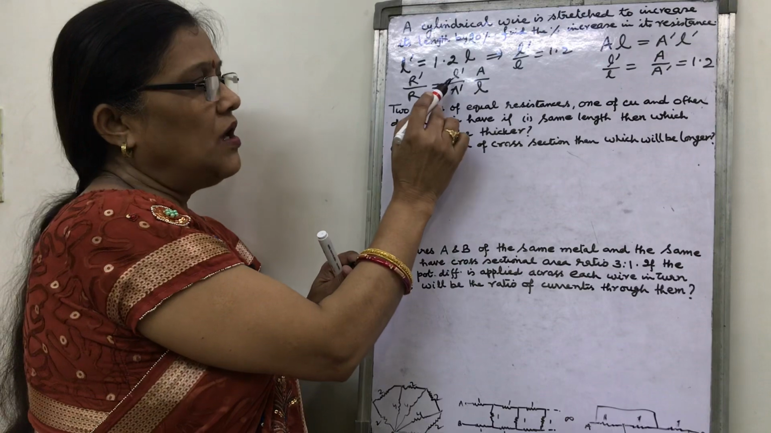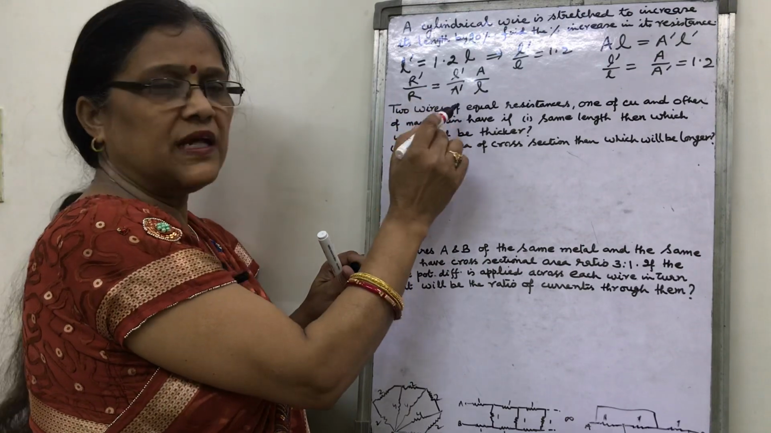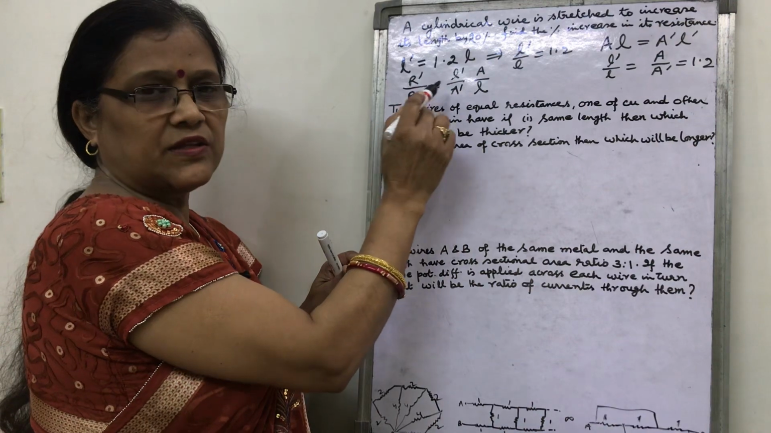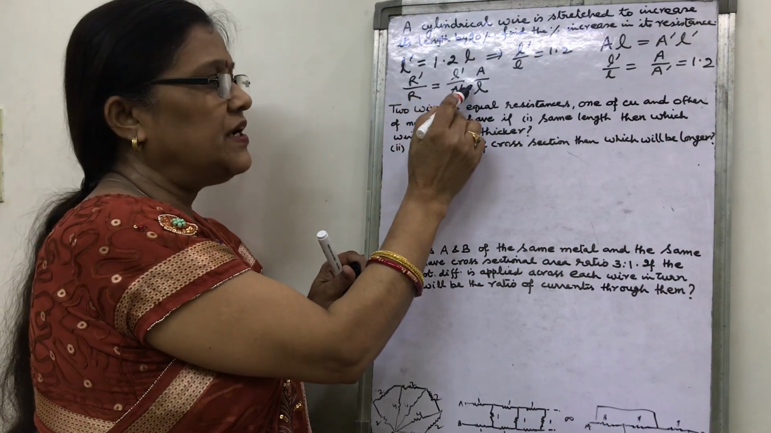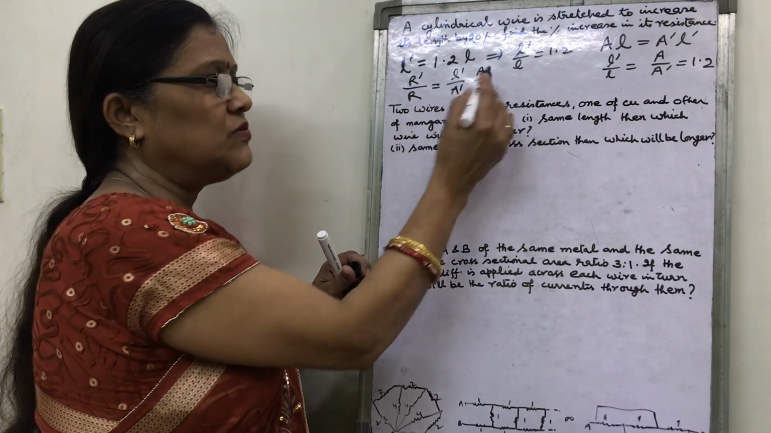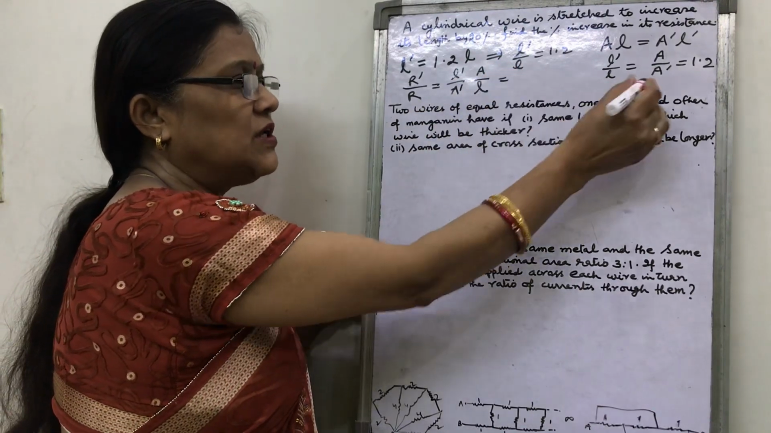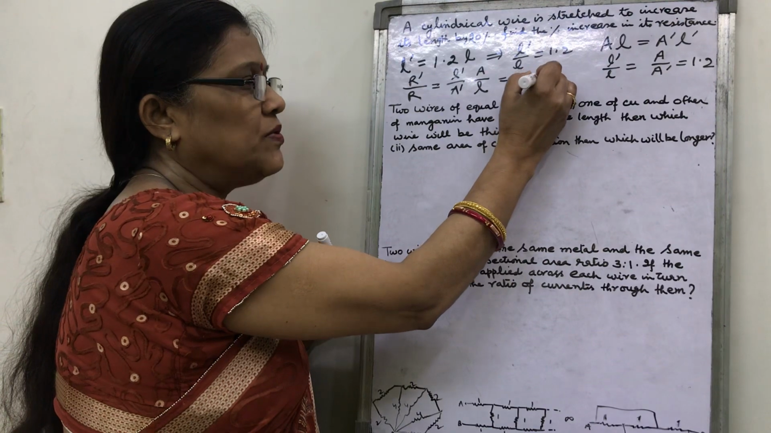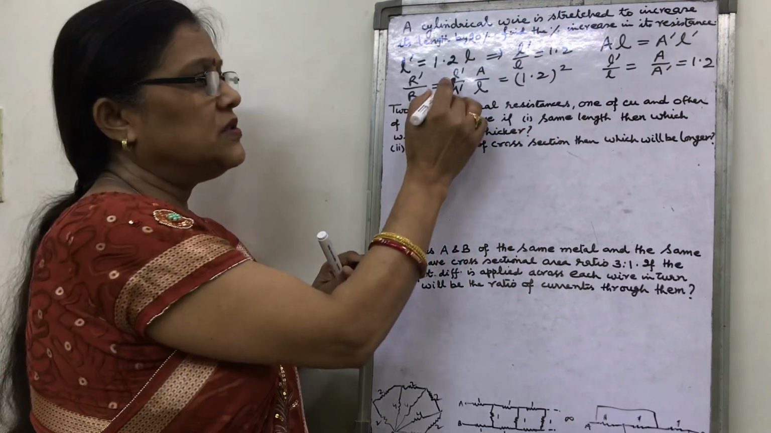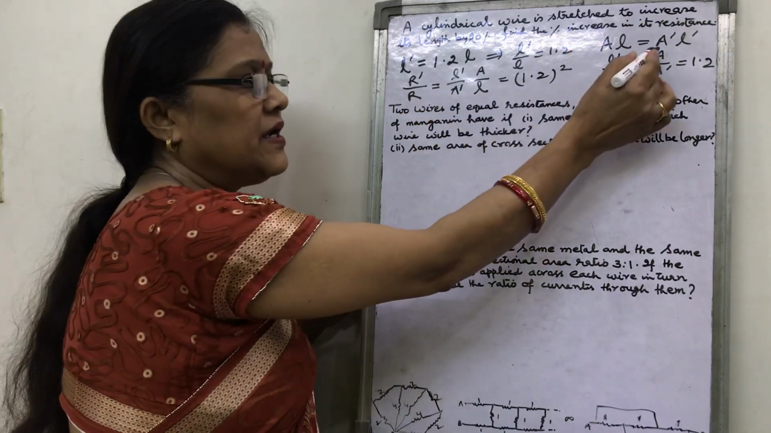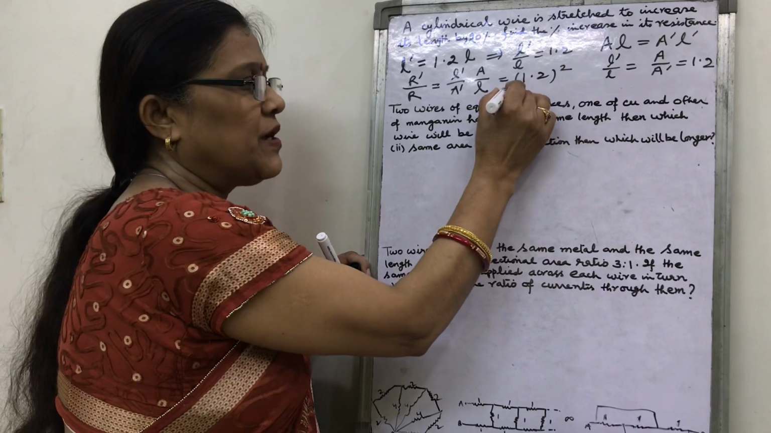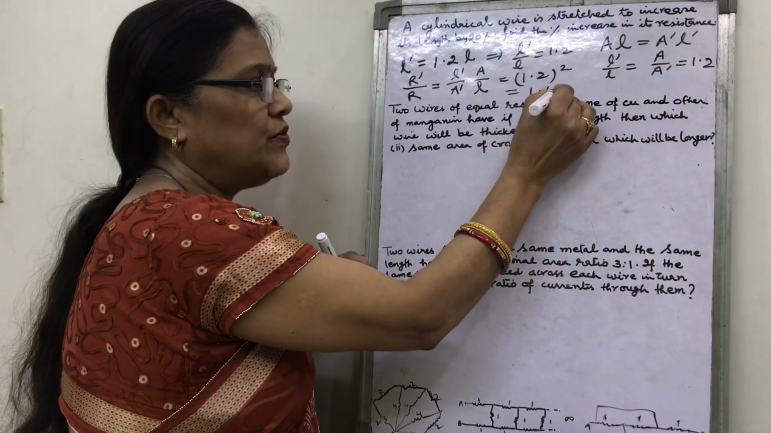Now rho will be cancelled, so R dash and R in terms of length and area of cross section can be written as L dash upon L into A upon A dash. What can you write here? This is 1.2 whole square. Will it be or not? Because L dash upon L and A upon A dash are both 1.2, so it will become 1.44.